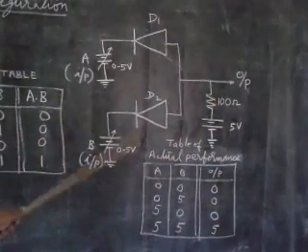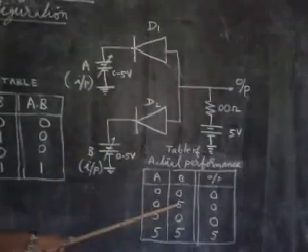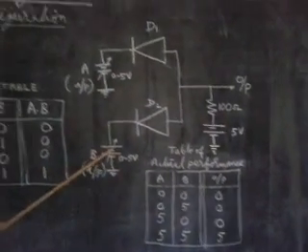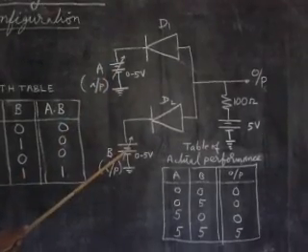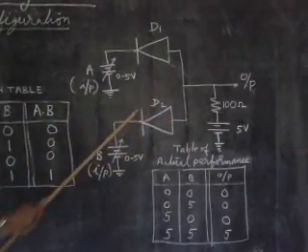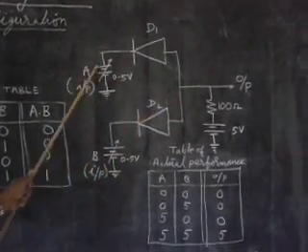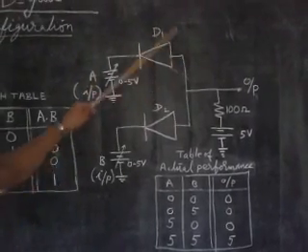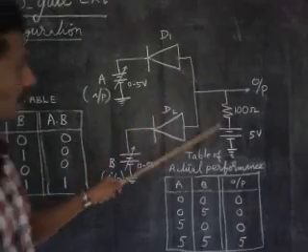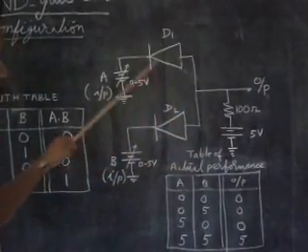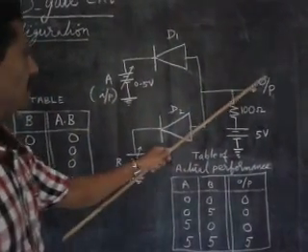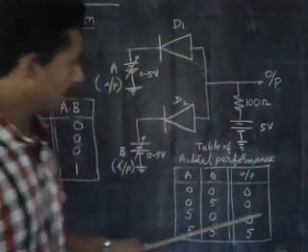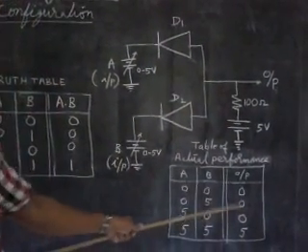Then A equals 0 and B equals 5. When B equals 5, this diode is reverse biased, and as A equals 0, this is forward biased. So the current passes through this path. The output voltage here is also the ground voltage. So 0 voltage.